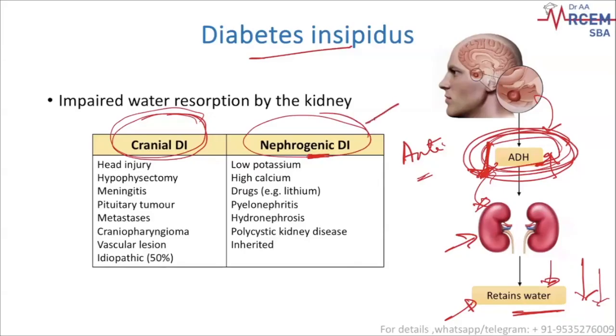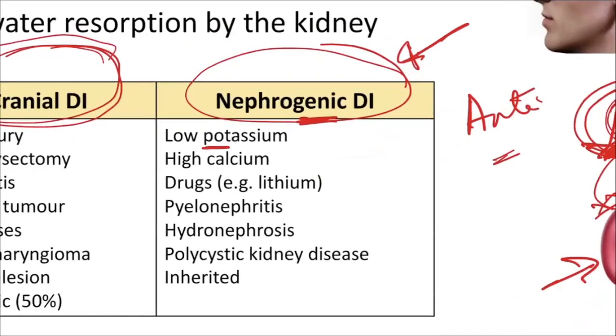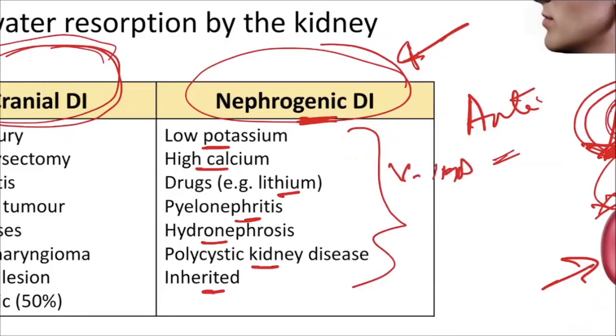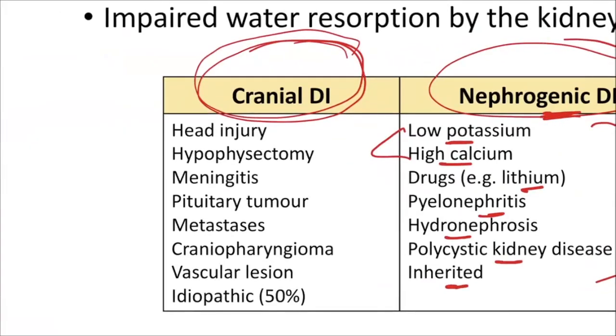Most of the time, we encounter nephrogenic diabetes insipidus in the emergency department because of electrolyte imbalances like low potassium values, high calcium values, drugs like lithium, kidney infections, or accumulation of urine in the kidneys, polycystic kidney disease, or it can be inherited. These causes are very important because whenever we see increased urination, we think of a diabetes insipidus nephrogenic cause. Are there any electrolyte imbalances? That is what we need to really look out for.